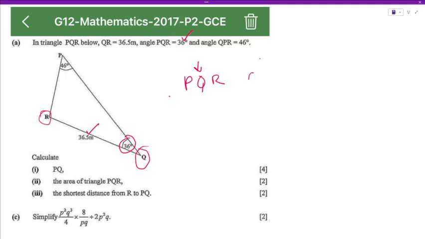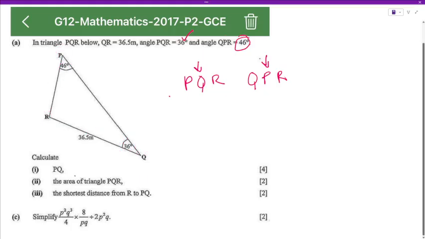Okay, angle QPR, the angle at P. So you go to point P. What is the angle there? It is 46 degrees. As you can see, it says 46 degrees. And now what are they asking us to find? Okay, they're asking us to calculate the distance PQ, which is this distance here.